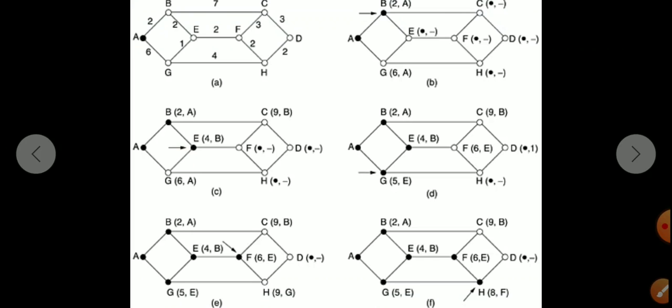So compare that, here G is 6 comma A, from A when we are taking the initiation of the A link. But now from E to G, which is the shortest one? 5 is the shortest distance. So that's why here the router will update 6A to 5E. Now we'll go for the G path.